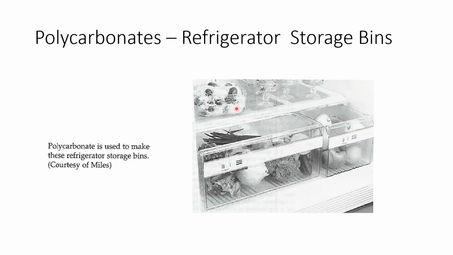Okay, polycarbonates. Just remember polycarbonates for refrigerator storage bins. So here's the example from your handout. A storage bin like this is really glossy, yeah? But they're not glass, they're actually plastics. So the chemical term is polycarbonates.